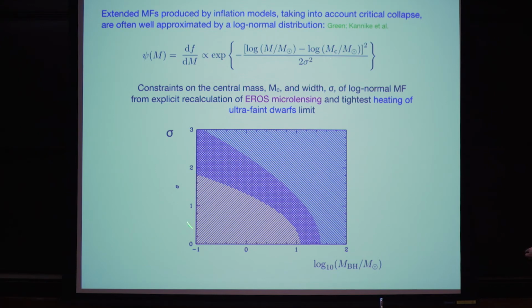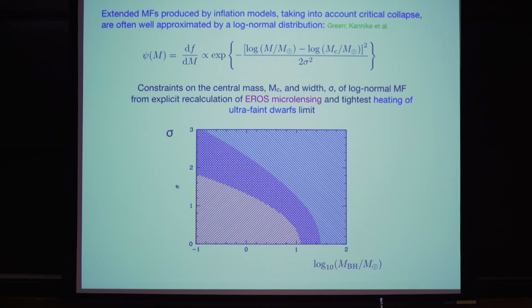Eros microlensing rules out the red region of parameter space, so light masses and narrow mass functions. The heating of the ultrafaint dwarfs rules out the blue region, i.e. heavier masses and wider mass functions. So down here, we're recovering the delta function results, i.e. the constraints overlap, and there's nothing you can do to meet both of them. And actually what you're seeing is that once you start allowing broader mass functions, things get worse rather than better. More of the parameter space gets ruled out, and making your mass function wider actually makes it harder to satisfy the constraints.